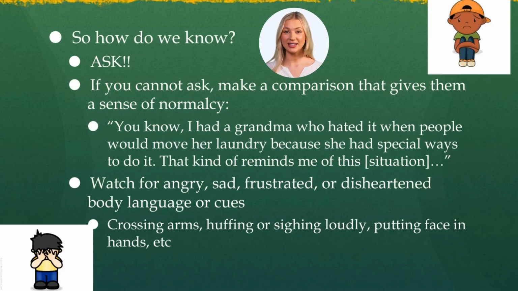Unspoken boundaries, continued. So how do we know? Ask. If you cannot ask, make a comparison that gives them a sense of normalcy. You know, I had a grandma who hated it when people would move her laundry because she had special ways to do it. That kind of reminds me of this situation. Watch for angry, sad, frustrated, or disheartened body language or cues: crossing arms, huffing or sighing loudly, putting face in hands, etc.